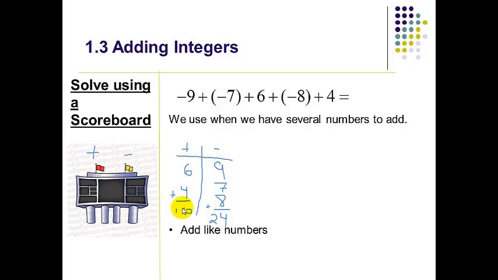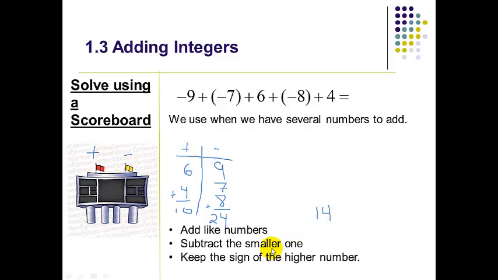So we can automatically see who won the game if we were looking at it in the sports perspective. So we can see that the negative team has more points. So you subtract the smaller number, so 24 minus 10 is 14. And then you keep the sign of the higher number. So you can see that the negative team won, so it would be negative 14. So again, that's just another way that a lot of students like to use if they're adding more than 2 integers together. You could always use it no matter what, but you need to pick which way works best for you and go from there.